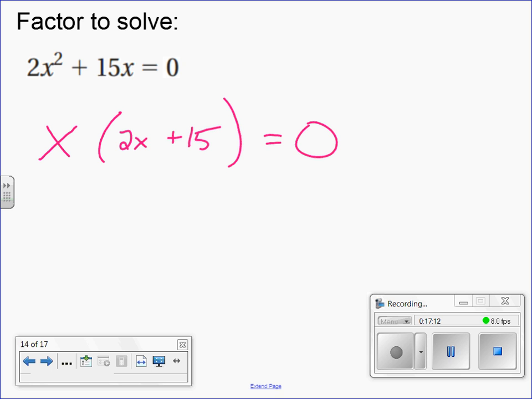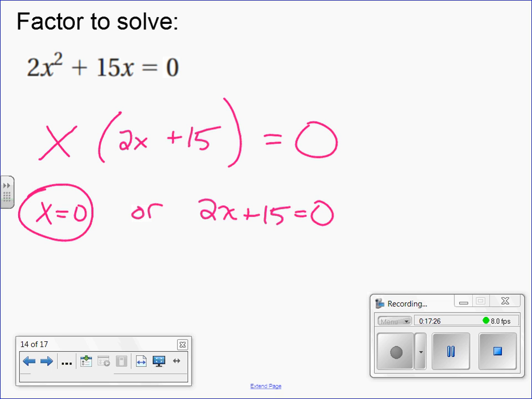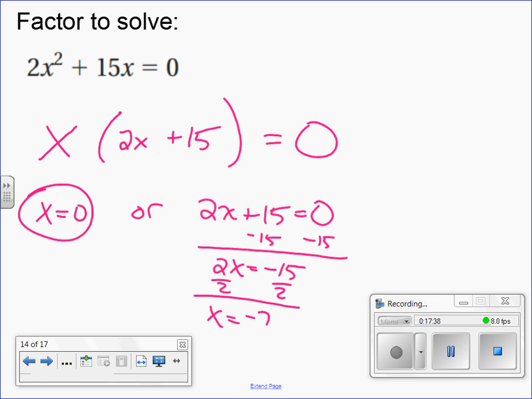Now we use our zero product property to solve. If x times 2x plus 15 equals 0, then either x equals 0 or 2x plus 15 equals 0. Well, that's our first answer. We're going to solve this out to get our second answer. I'll move my 15 first, and I'm dividing by 2. So negative 7.5.